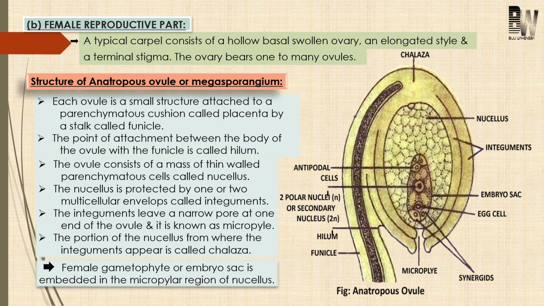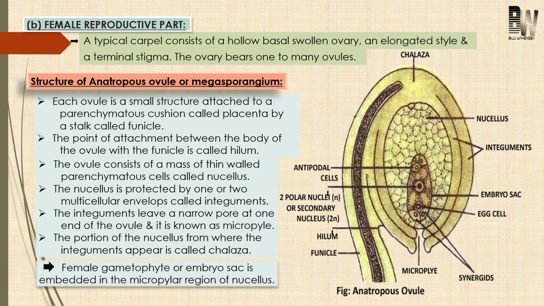Hello students, in this video we will come to the next part of class 12 biology chapter 2, sexual reproduction in flowering plants. In this class we are going to study the structure of the ovule, megasporogenesis, and the development of the embryo sac.